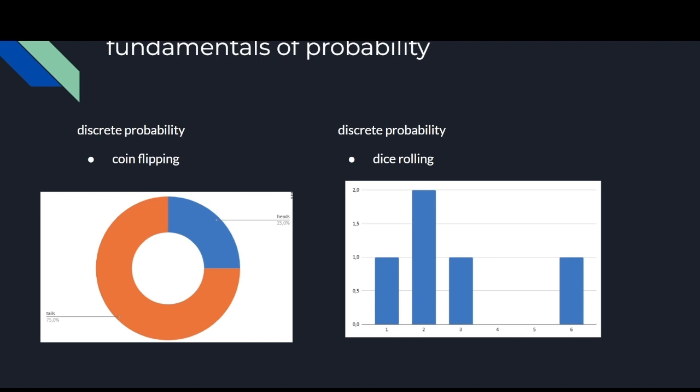For the dice rolling, the way to visualize that is a little bit different. From the previous example, we have 6 numbers for the 6 faces of our dice. We got 1 event for number 1, 2 results for number 2, 1 event for number 3, and finally 1 event for number 6. And the way to visualize this is using a bar plot.